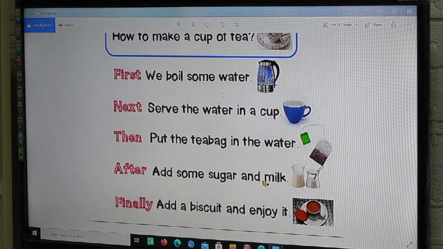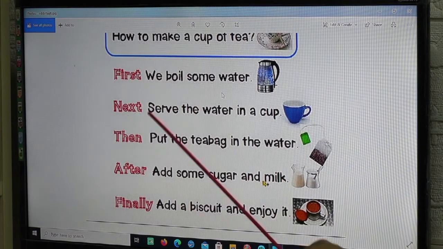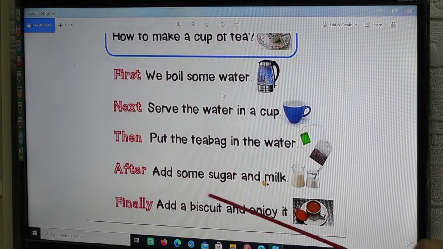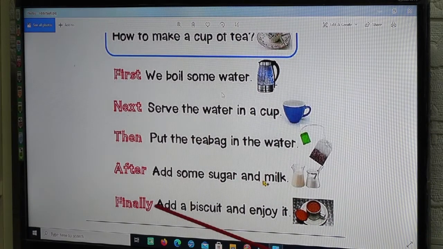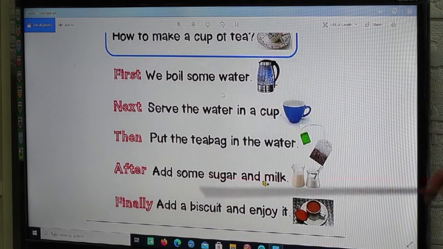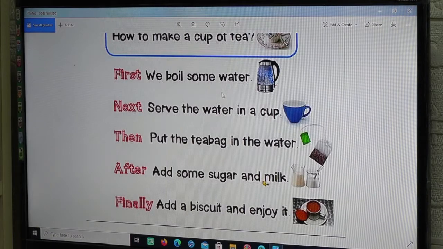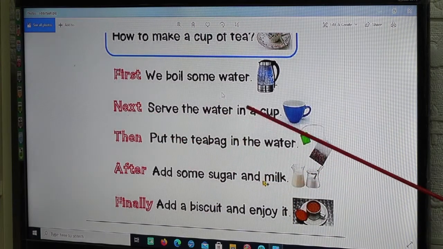So now we know that because of the connectors. Now if we don't have these connectors, right? And then this sentence appears on the bottom. Do we know what to do? Not exactly, right? So if we have first here, first we boil some water, and then it's all jumbled up, then of course we know that the first thing we need to do is to boil some water. All right? Then we have the next one, right? So next, serve the water in a cup.